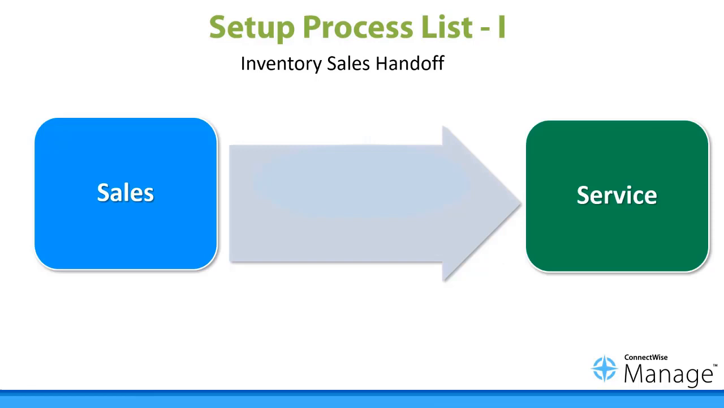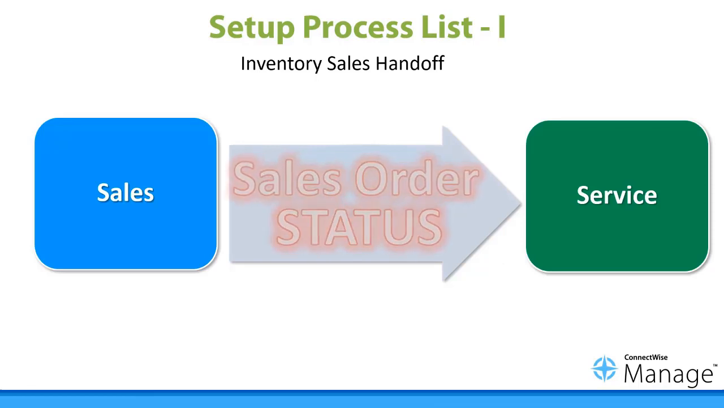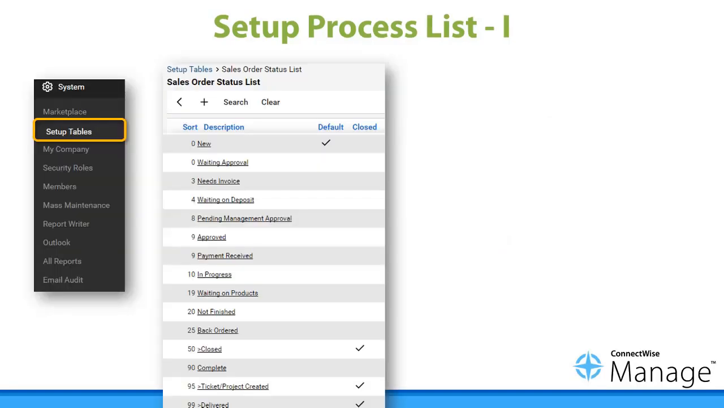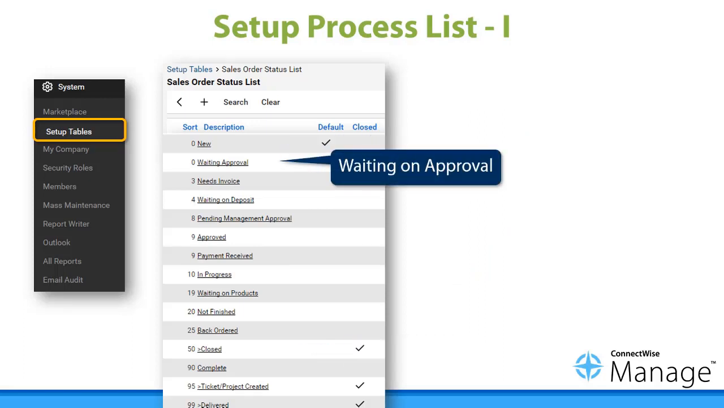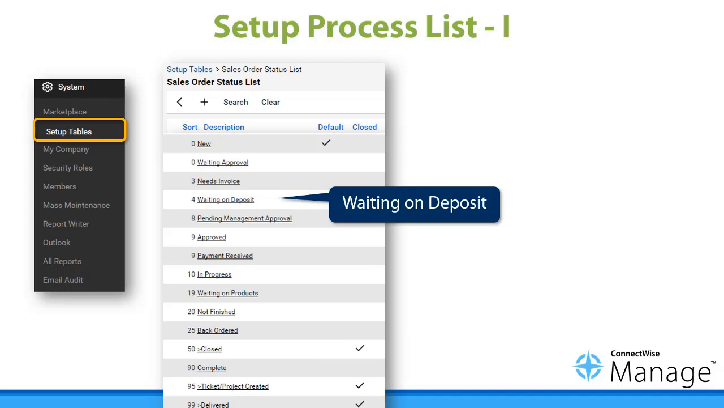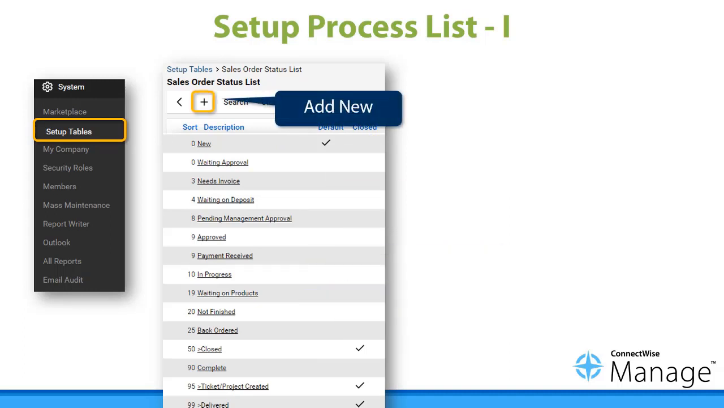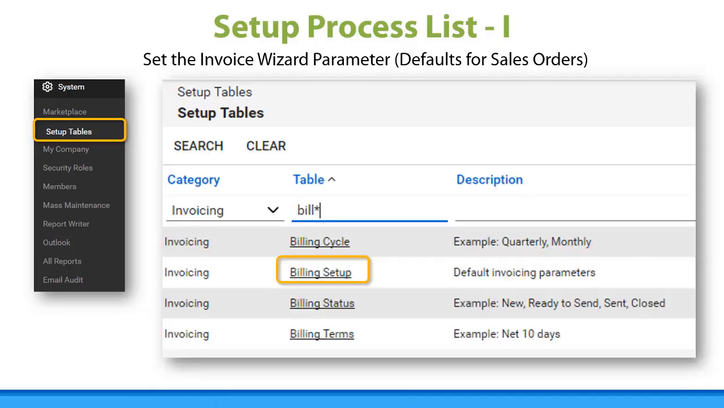The handoff between sales to service is critical, and sales order statuses help to determine what to do next. For example, what items are needed? Should we order now? Do we need to collect a deposit before we place the order? This is why sales order statuses are helpful. In addition to the new and closed statuses, you can have waiting on approval, waiting on deposit, payment received, waiting on products, and others.